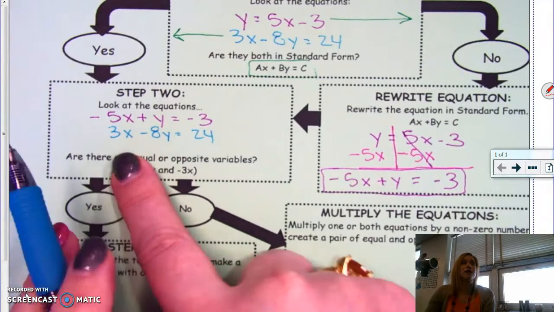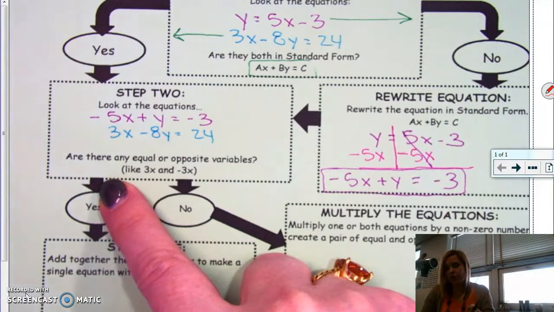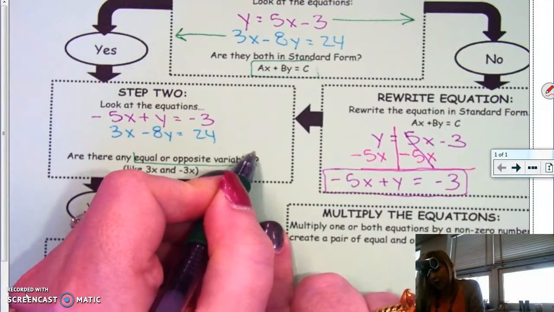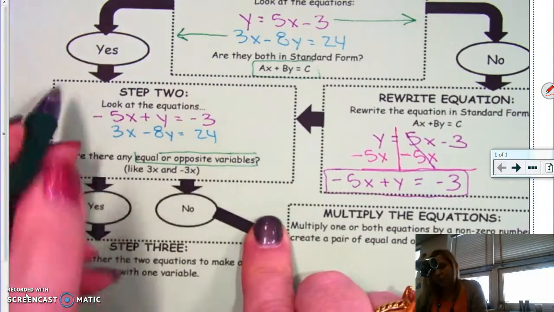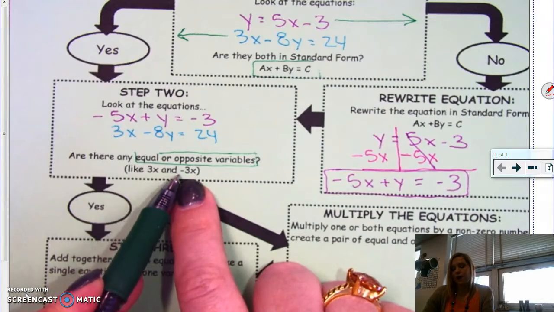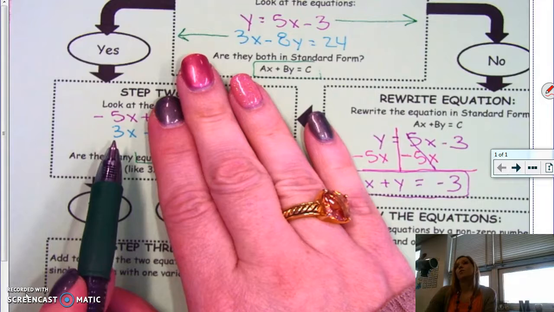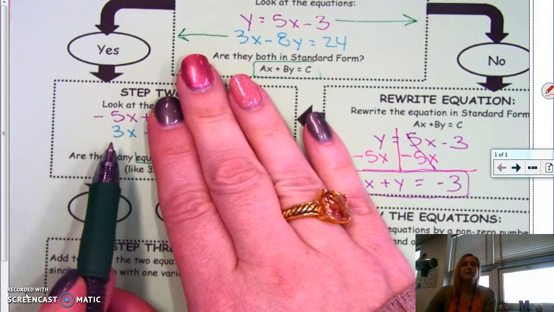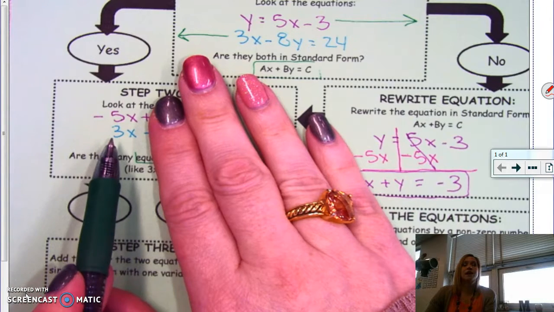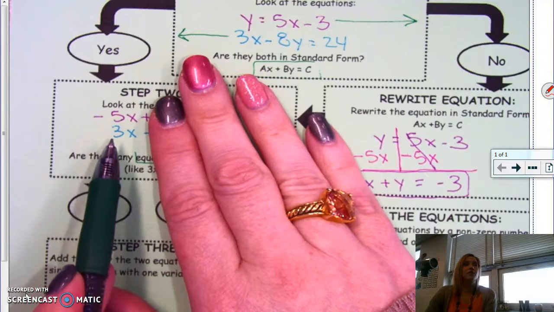We're going to have to figure out how to get rid of either the x's or the y's. So the next question asks us, are there any equal or opposite variables as we look down in the x's and the y's? For example, is there a 3x and a negative 3x? So if we look here, we have a negative 5x and a 3x. No, they're not opposites and they're not the same. To be the same, they'd have to be negative 5x and negative 5x, or 3x and 3x. And they're not opposites. They're not negative 5 and positive 5.